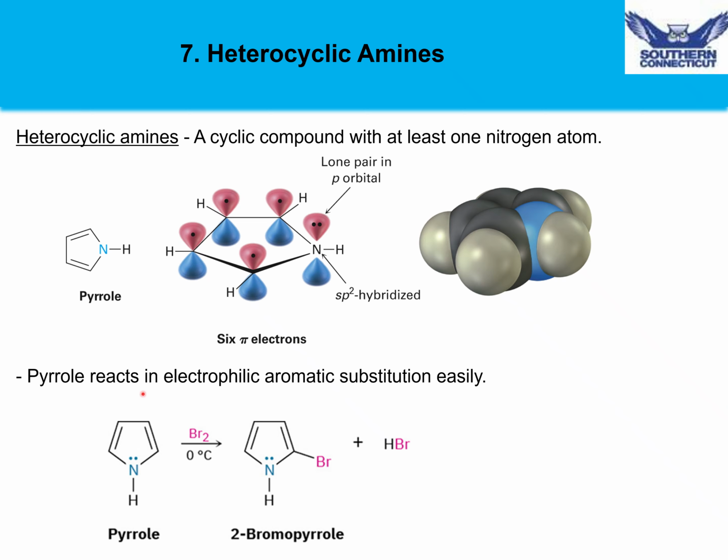Pyrrole reacts with different electrophiles in electrophilic aromatic substitution reactions. For example, if we mix it with Br2, we'll get a bromination at the second carbon of pyrrole.